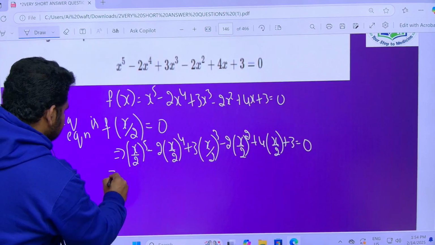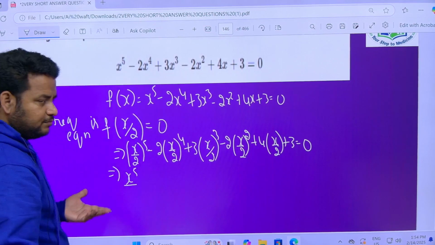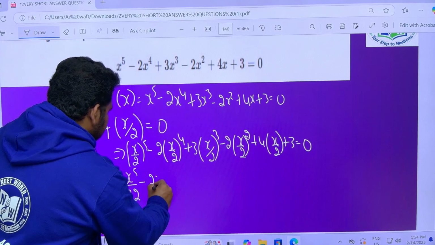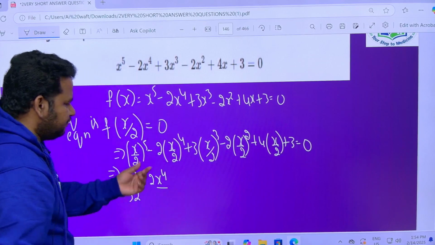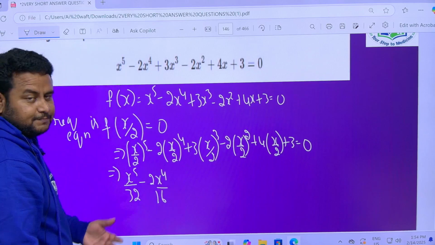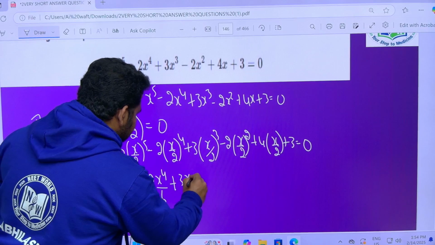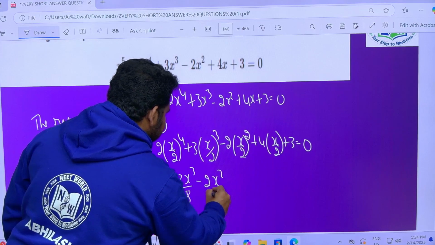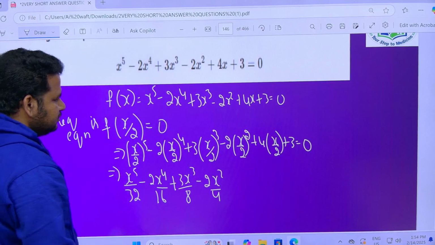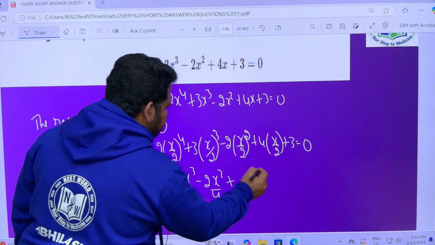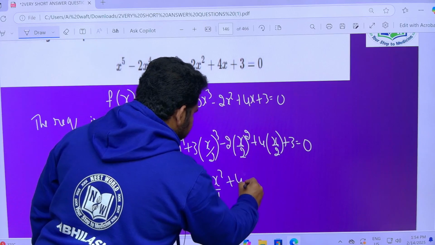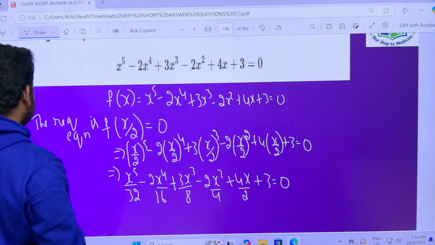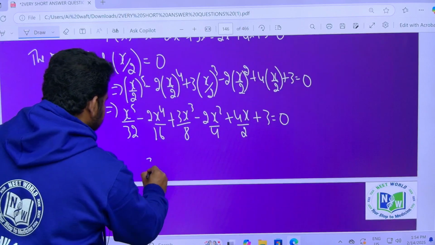So this will become x to the power of 5 by 2 to the power of 5. 2 to the power of 5 is what, friends? 32. Minus 2 into x to the power of 4 by 2 to the power of 4, which is 16, simple. Plus 3 into x cube by 2 cube, which is 8. Minus 2 into x square by 2 square, which is 4. Plus, let us keep it as it is, 4x by 2, plus 3 is equal to 0. Here the LCM is 32.